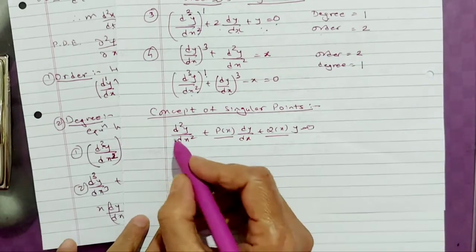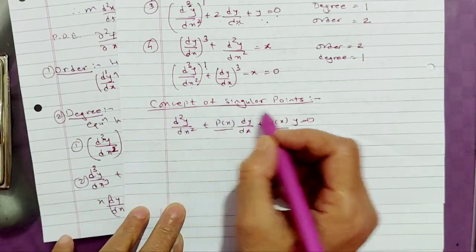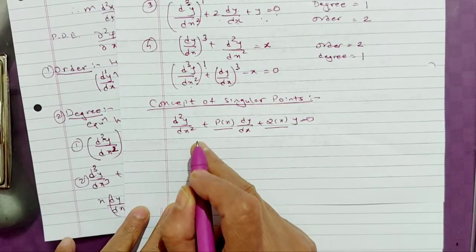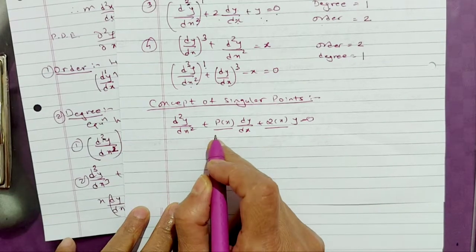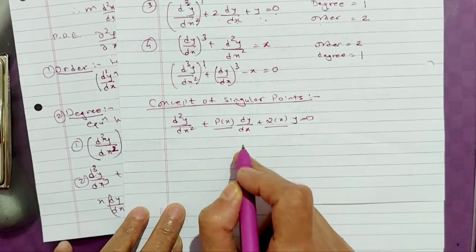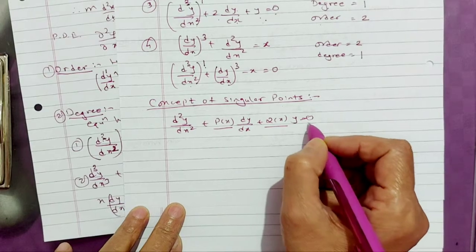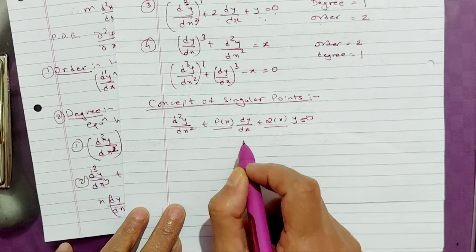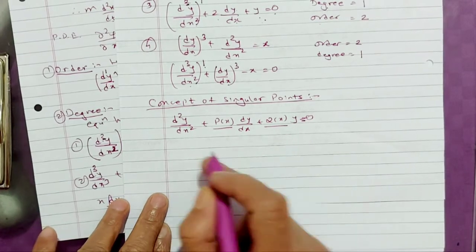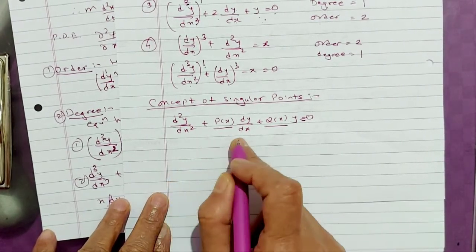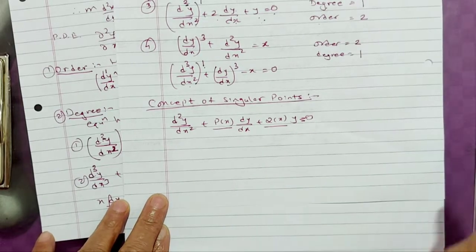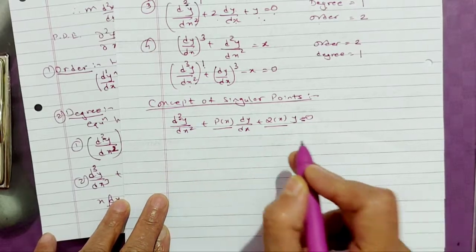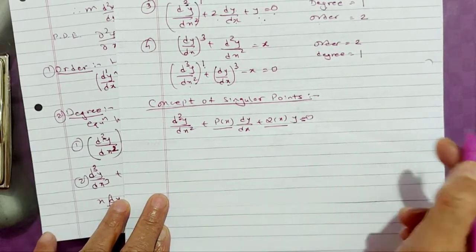Next part, as I mentioned, is the concept of singular point. To understand this singular point, I have considered one second order linear homogeneous ordinary differential equation. As this side is 0, it's a linear equation, and it's a homogeneous equation also. It's arranged properly: d²y/dx² + p(x) dy/dx + q(x) y = 0. So this is my second order linear homogeneous ordinary differential equation.